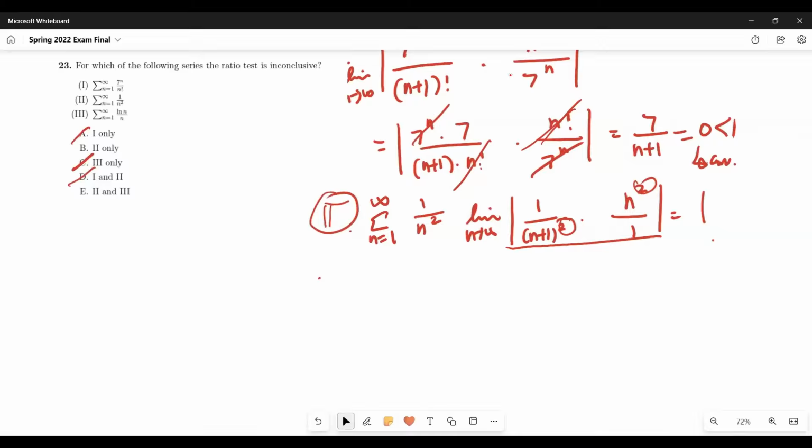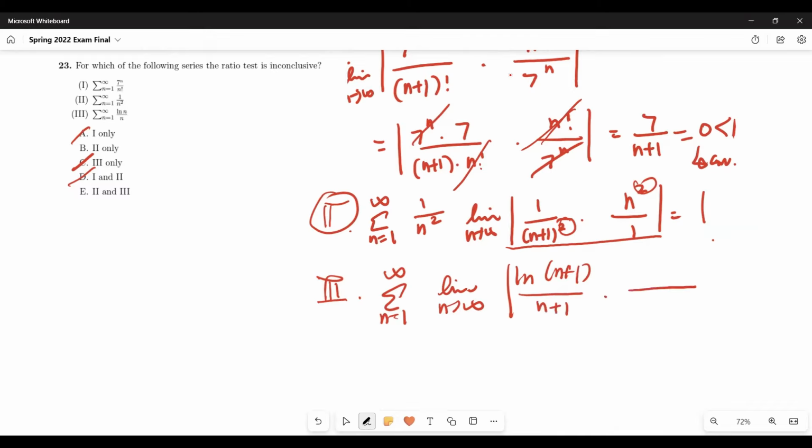And then the third one, let's try finding the third one. So this is n goes from 1 to infinity, and we're going to do the limit as n goes to infinity of ln of n plus 1 over n plus 1, divided by the original, which is multiplied by the reciprocal, so this is ln of n over n.